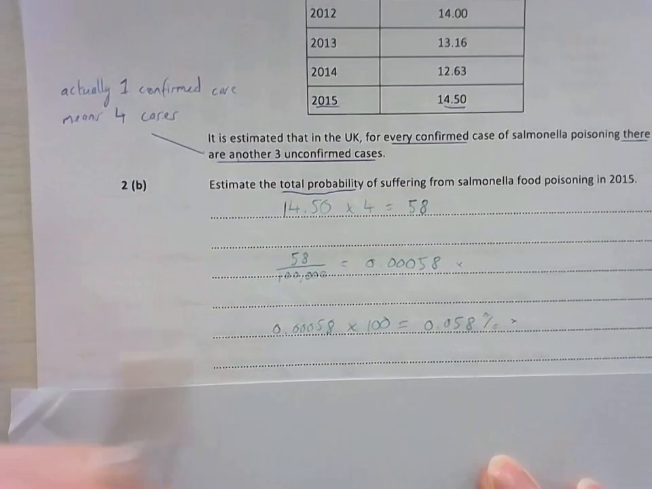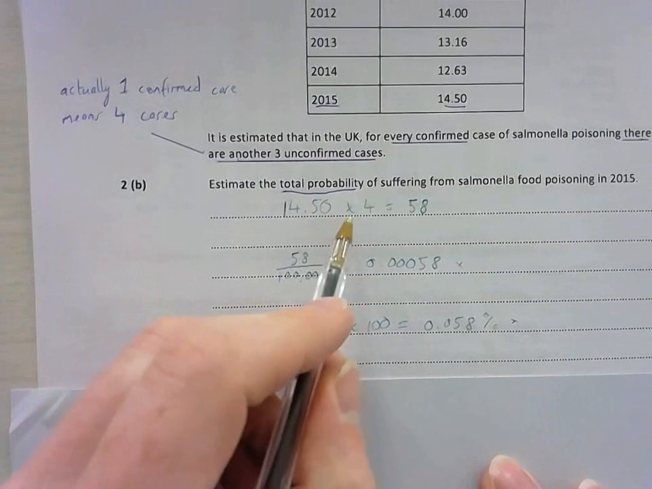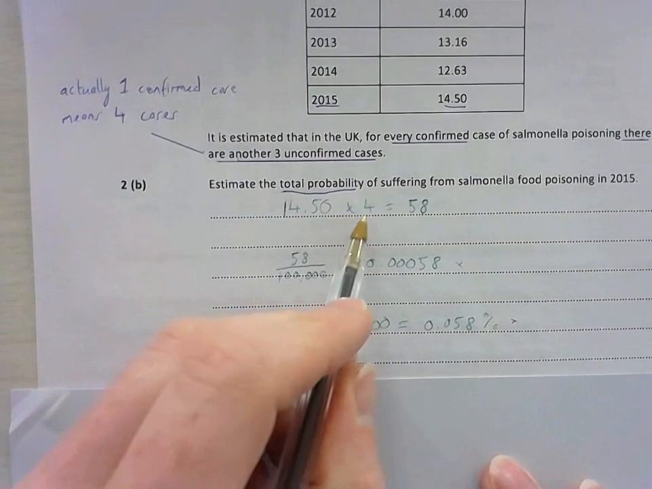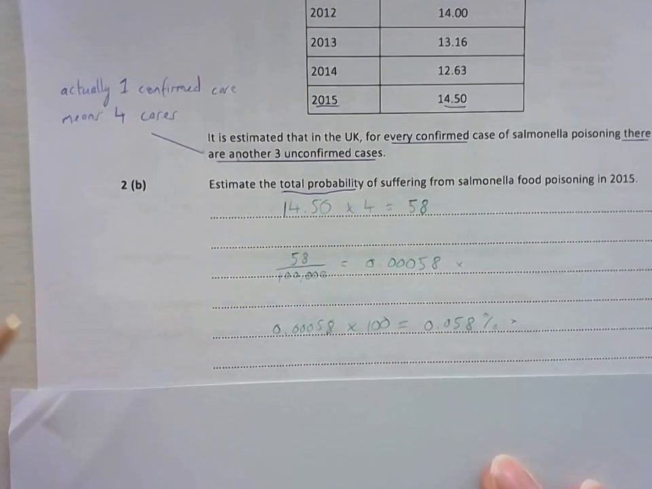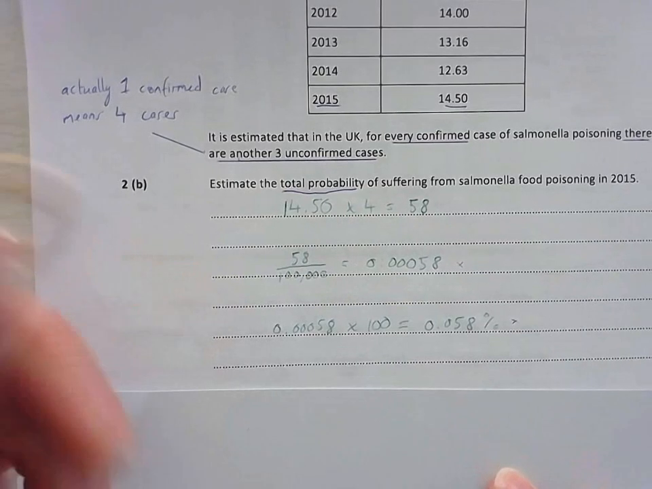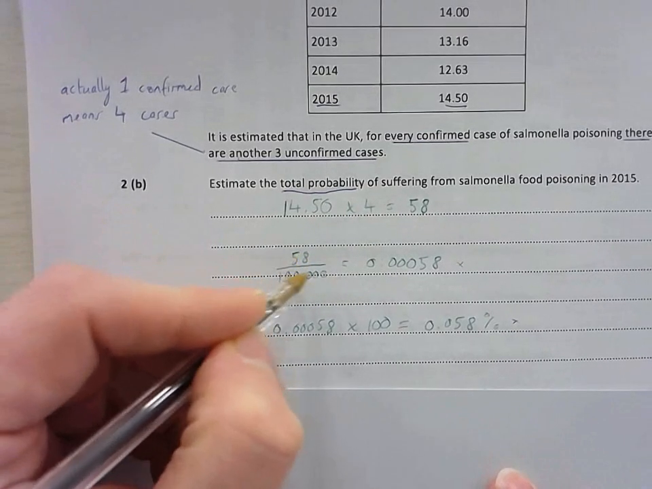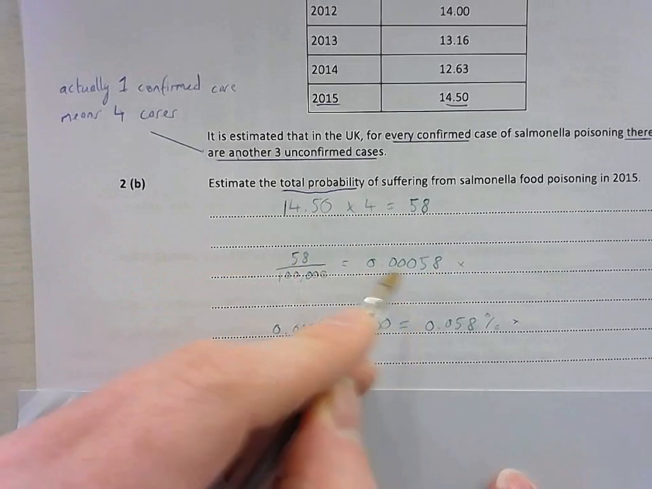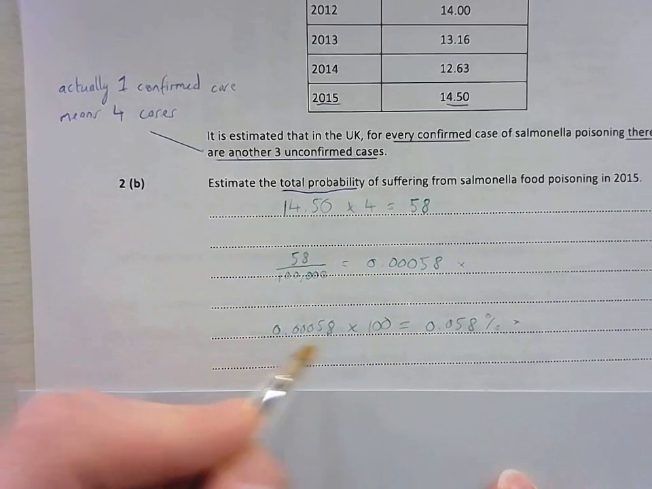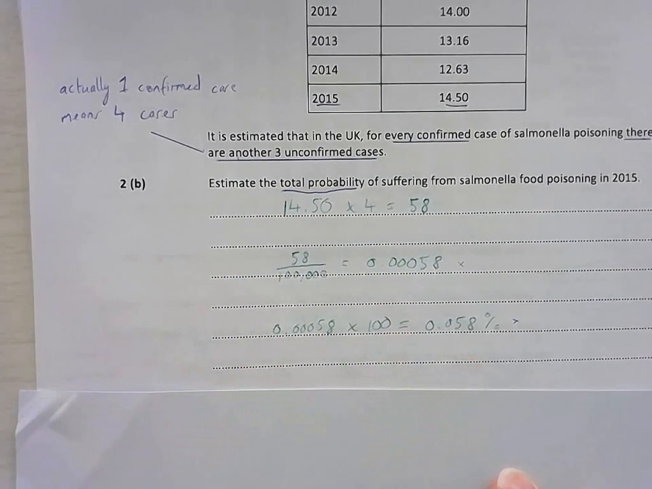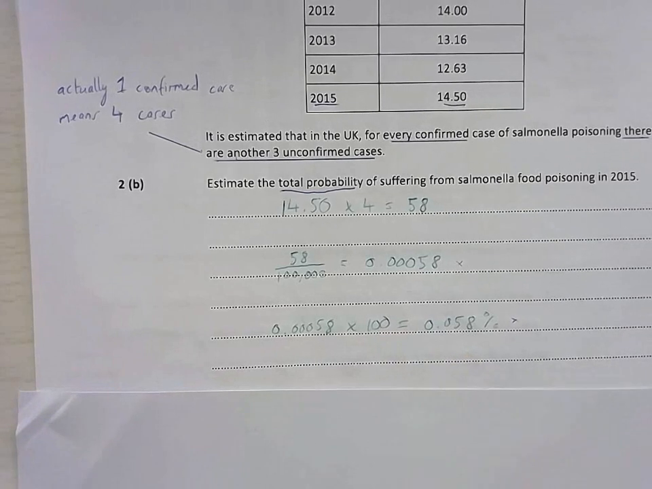You will get 1 mark if you multiplied by 4 and realized that you needed to do that to get 58, and then the second and the third mark come from the second mark for this calculation, third mark for getting the final answer, or if you multiplied by 100 and got that as your final answer, that would get you the 3rd mark as well.